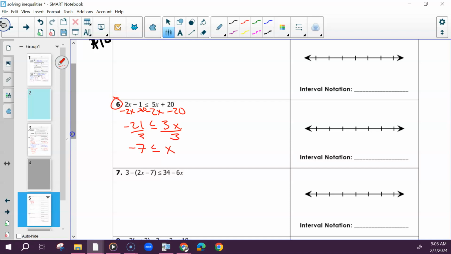If you can read it like this and still graph it correctly, great. If you would rather see the x on the left, you can take this whole thing and flip it. As long as whatever direction the symbol is pointing to or away from the x, you make it the same. If I take this whole thing and flip it, I'd have x is now greater than or equal to negative 7. These mean the same thing. You could also read this backwards. X is greater than or equal to negative 7.